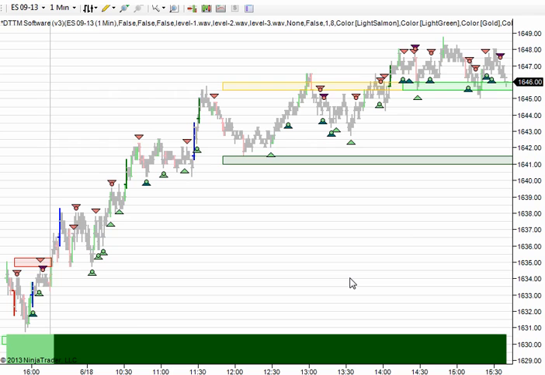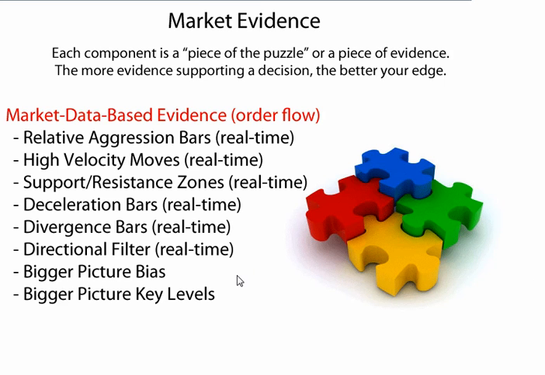Now, I've got the chart scrunched up here to show basically the whole day, so it's a little harder to see than if it were spaced out, but you'll probably be able to follow no problem. What we like to do is look at various pieces of evidence, and not just in terms of technical indicators, but actually look at real-time order flow based, market data based evidence. We look at several pieces.